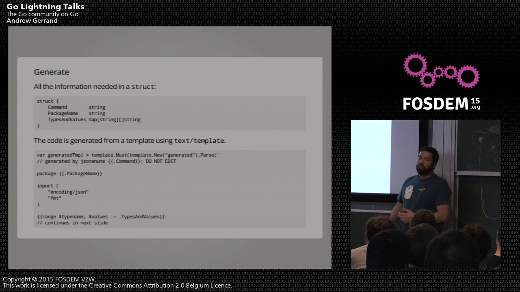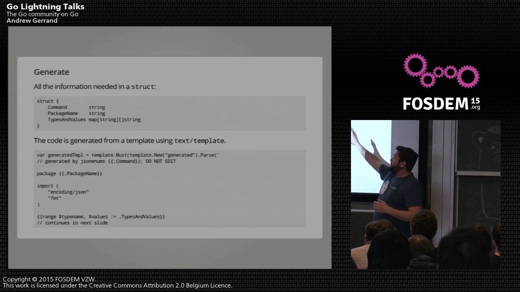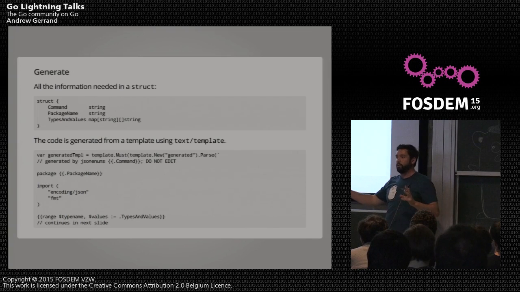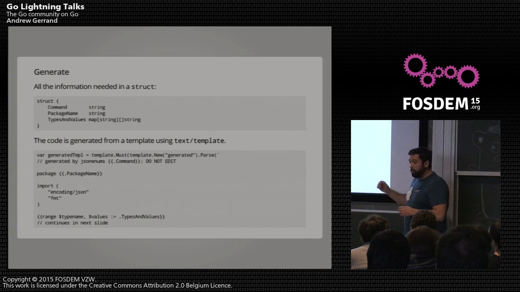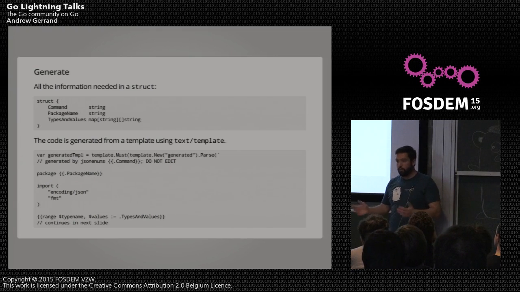And then I actually generate the code. To generate the code, basically all the previous process is filling that struct on top. I have a command that I use to say, hey, don't modify this file, this has been generated with this command, just run it again. And I then use text templates. I guess most of you have used HTML templates. Text templates are exactly the same thing, but without any escaping. And it turns out to be perfect for what I wanted to do.